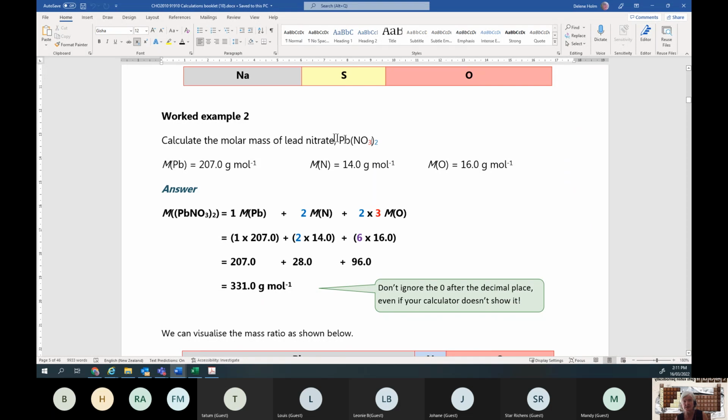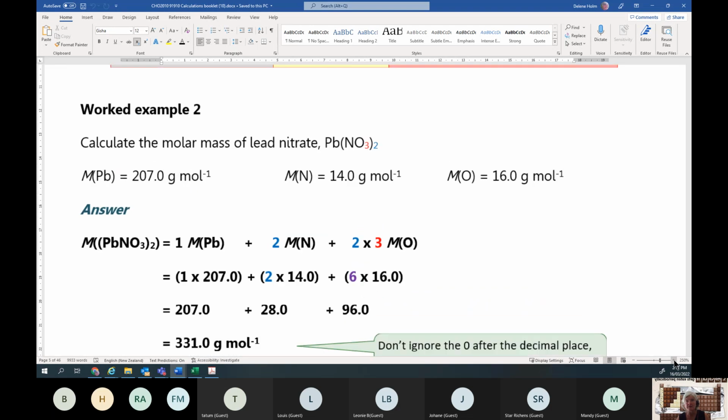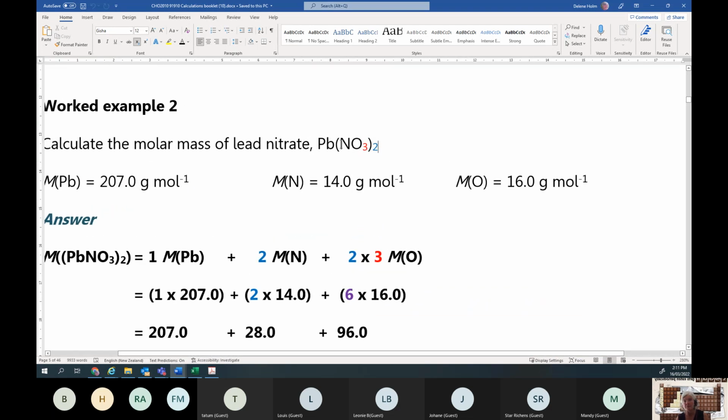Now, for those of you that can't see, because this is a bit small, let me just pump it up a bit bigger. Can you see it's Pb and then bracket NO3 bracket 2? That means I've got 2 nitrates, which means I've got 2 nitrogen atoms, and 3 times 2, which is 6 oxygen atoms. So I need to multiply my molar mass of oxygen by 6, and then 2 nitrogens and 1 lead. And lead, you can see, is very, very heavy. So it's double the amount of 6 oxygen atoms, pretty much more than double.